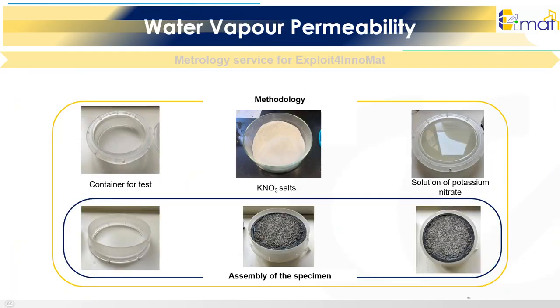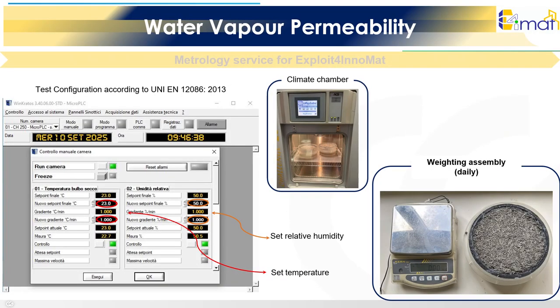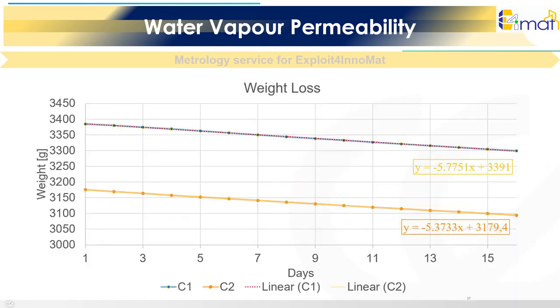This test was made following a methodology, using appropriate containers for containing the samples during the tests. Salts of potassium nitrate were used for the solution, and finally the assembly of specimen and solution was made using the containers. The assembly was inserted in the climatic chamber for the test, and the assembly was weighed every day. This shows the results of the weight loss of 2 specimens during the days.